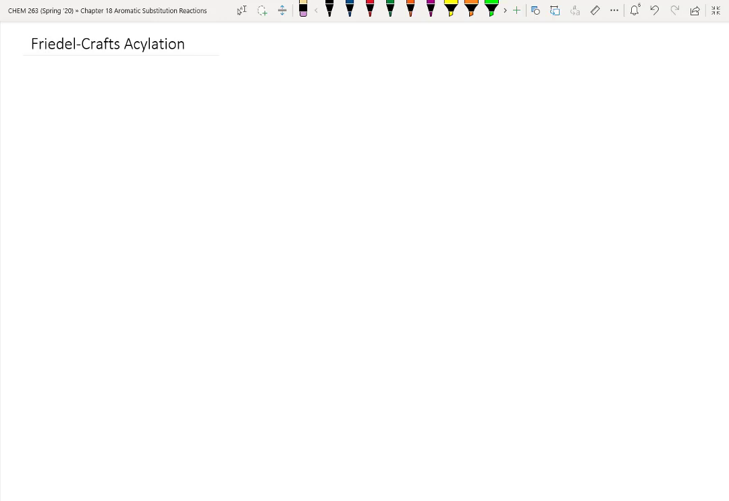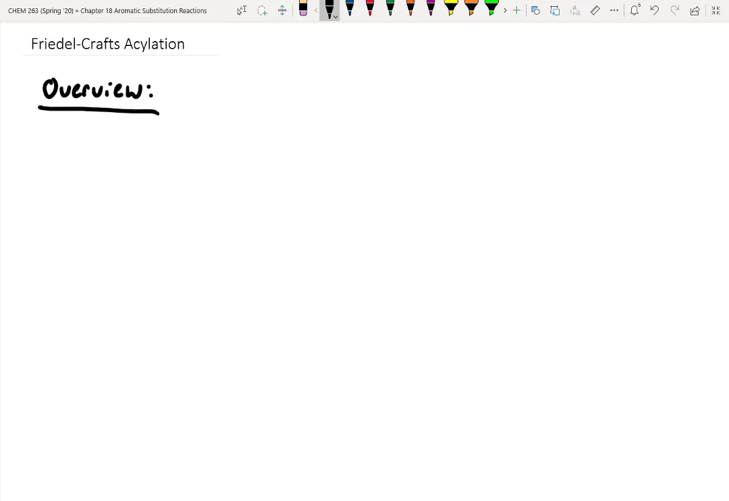Okay, so now let's jump into the next electrophilic aromatic substitution reaction. It's the Friedel-Crafts acylation reaction. So again, let's do an overview, and then after we do the overview, we'll look at the mechanism for this reaction.